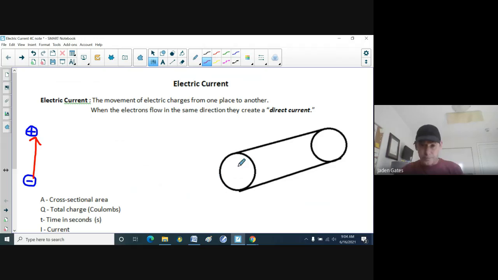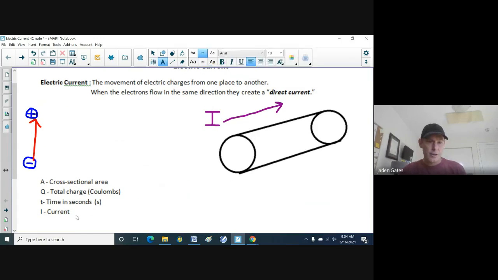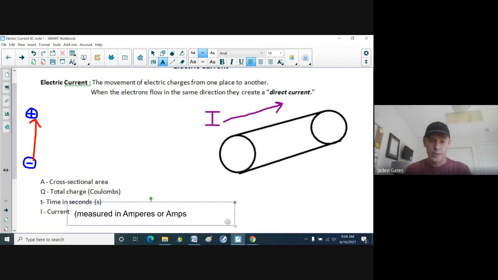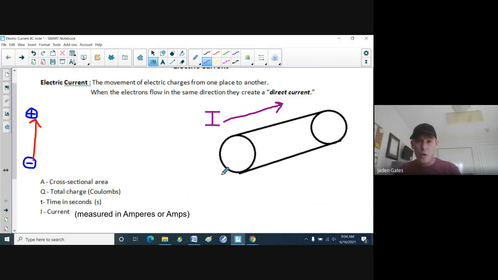So I have a wire here, and our current, we're going to say, is headed that way, and our current is defined by the letter I. All right, now that is our current, which is measured in what's called amperes, or just short form, amps. Now those electrons are flowing through our wire.